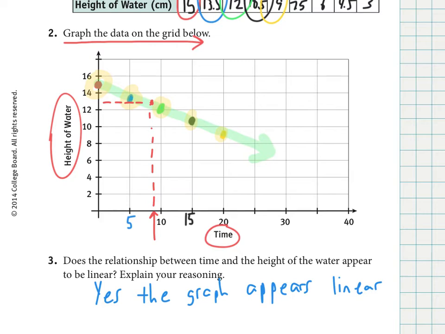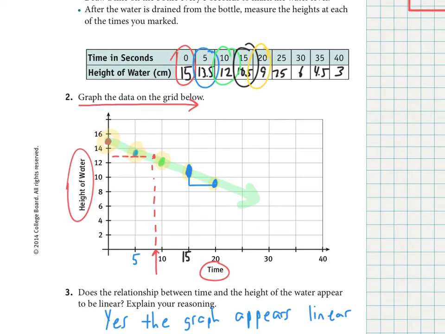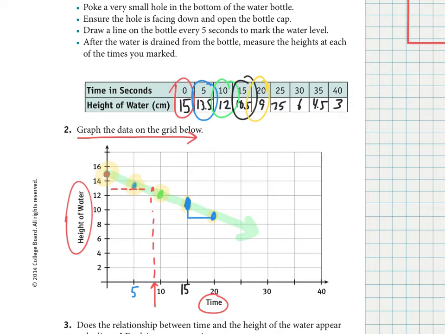Just like before, slope will always measure the change in the y values. So let's use these 2 points. The change in y value to the change in the x value. If we look at our table, let me just rewrite them here. We used these 2 right here, which was 15, 10.5, and then the next one I used was at 20 seconds, there was 9 centimeters.